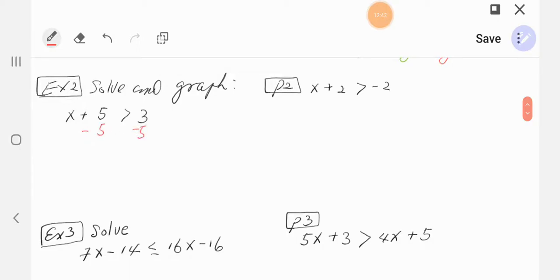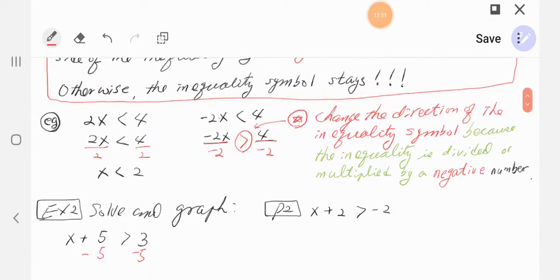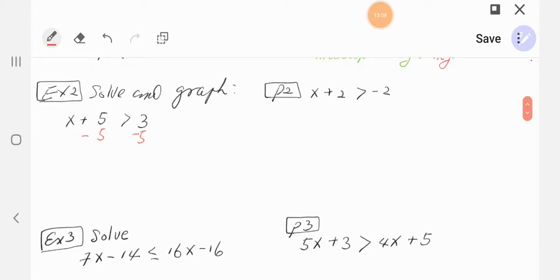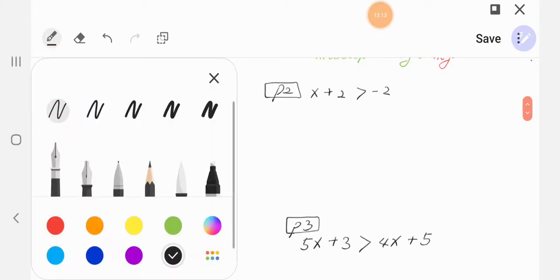Just like an equation. When you solve an equation, we can get rid of this plus 5 by subtracting, right? So this is normal. This is not a special case. When you solve an inequality, the special case is always a negative number. When you divide or multiply the inequality by a negative number, we reverse the symbol. But here, we're not dividing or multiplying by a negative number. So just a regular step.